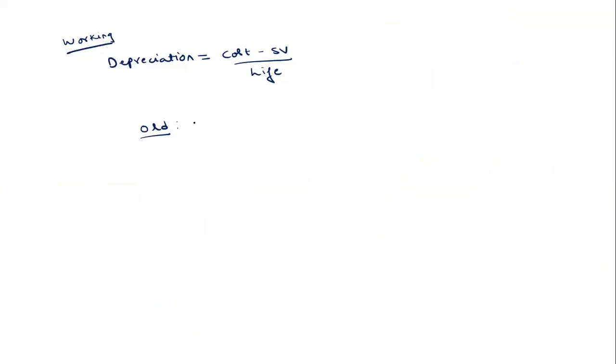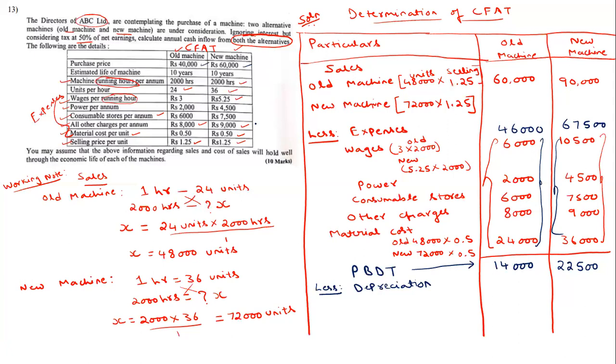So here for the old machine, I'll be writing 40,000 minus 0, scrap value is 0. And when I look at the life of the project here, life of the machine, now you can see in the question they have mentioned 10 years as the estimated life for both the machines.